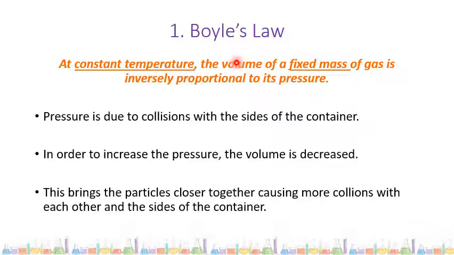And since we are looking at the relationship between volume and pressure, we are going to keep our third variable constant. So temperature is not going to change here. As we mentioned before, pressure is due to collisions with the side of the container. If we want to increase the pressure, that means we have to decrease the volume. This brings the particles closer together, causing more collisions with each other and with the sides of the container.